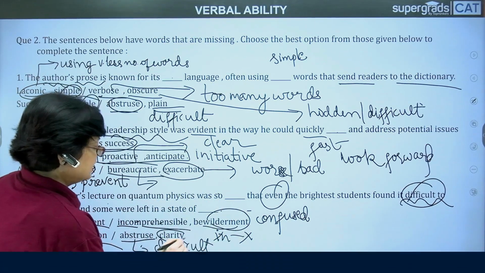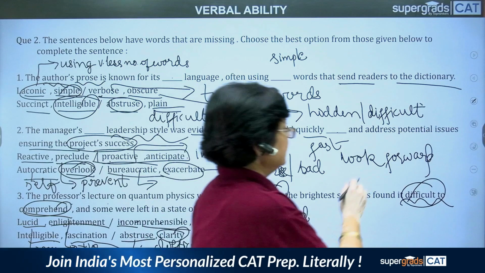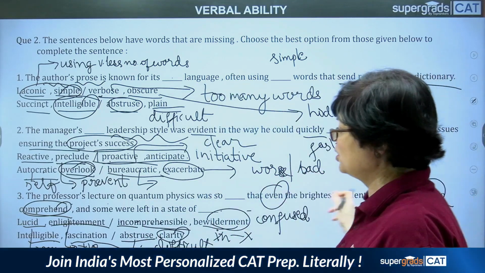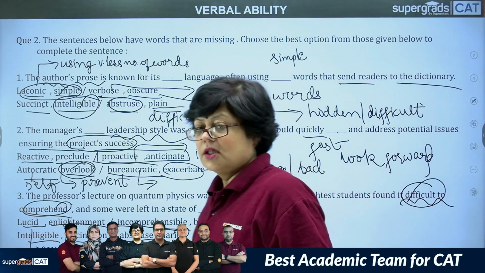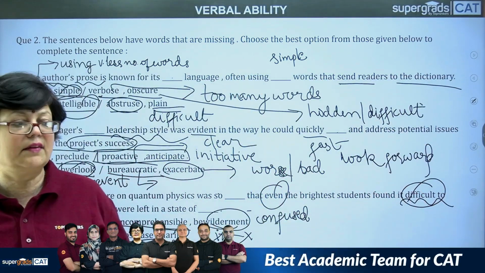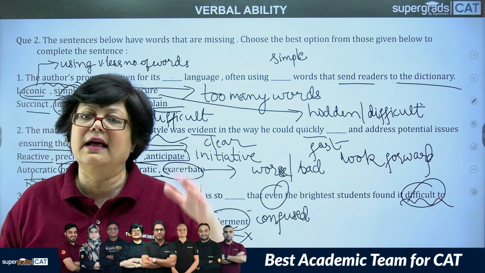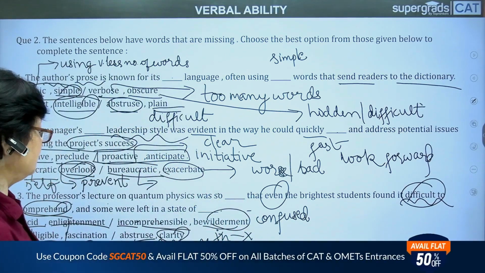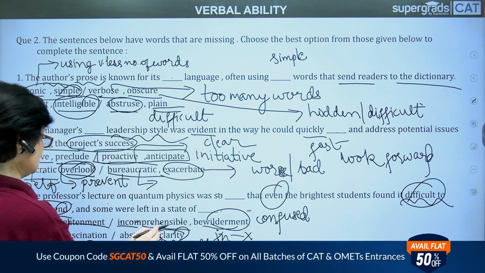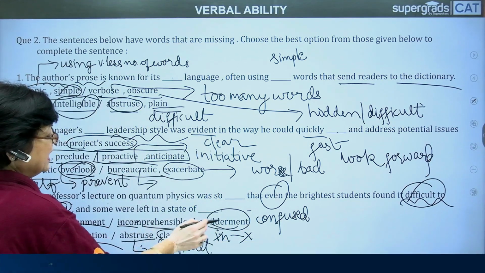What about the other one? But that even the brightest students found it difficult to comprehend, and some were left in a state of clarity. So this does not go with the meaning. They were not left in a state of clarity. Clarity means lack of confusion. So which would be the better option? The best option is the second one, this one, incomprehensible and bewilderment.